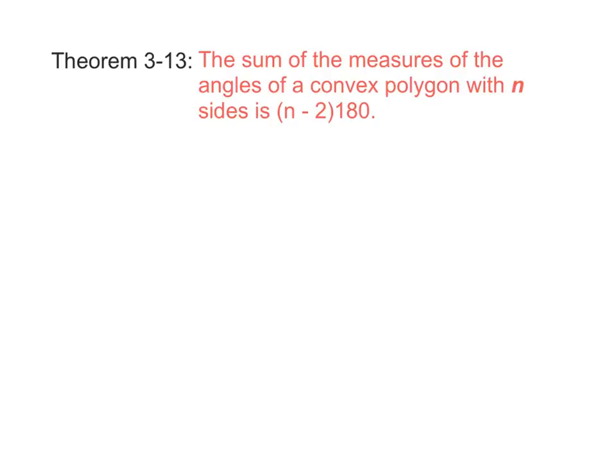In this section, we're going to have two theorems relating to the angles of a polygon. The first is Theorem 3-13, and this deals with the interior angles of a polygon. This theorem simply states that the sum of the measures of the angles of a convex polygon with n sides is n minus 2 times 180. So let's see how this works.